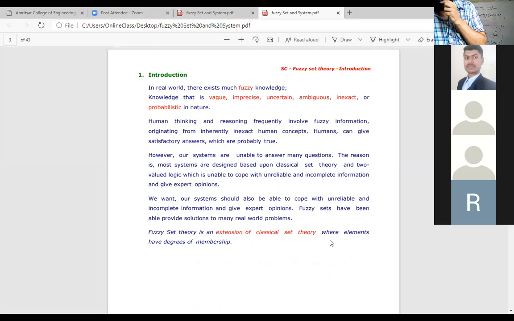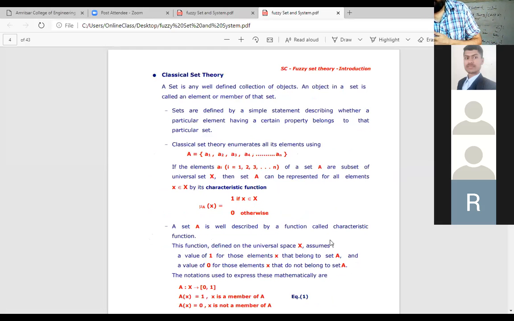I have already told you it deals with words like vague, imprecise, uncertain, ambiguous, inexact, not clear. Then there are classical set theories. In a classical set theory, we have the membership there. If the set is A and X is the overall universe of set A, then any member small x will be 1 or 0. If it is a member of set A, it will be denoted as 1. Otherwise, it will be denoted as 0.